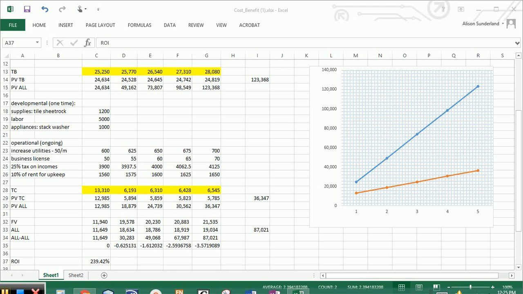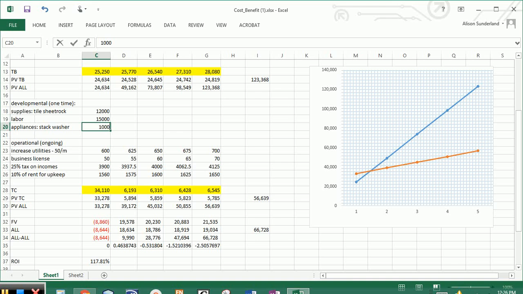Let's see what changes that I could make that would change this break-even point. Let's say, for instance, that I didn't have all of my supplies, and instead of $1,200 for my sheetrock, it was going to cost $12,000. And instead of $5,000 for labor, it was going to cost $15,000. And then I didn't have all my appliances, and so instead of $1,000, I'm going to have to spend $10,000. Notice how the red line and the blue line now cross somewhere right between the first and the second year. Within the first year, I'm going to reach my break-even point.